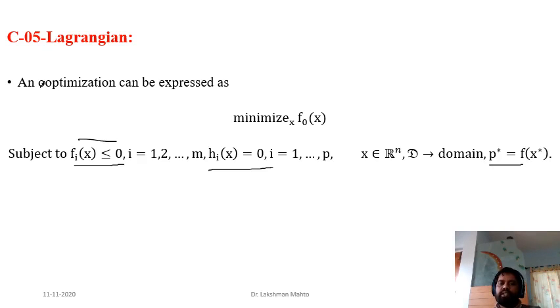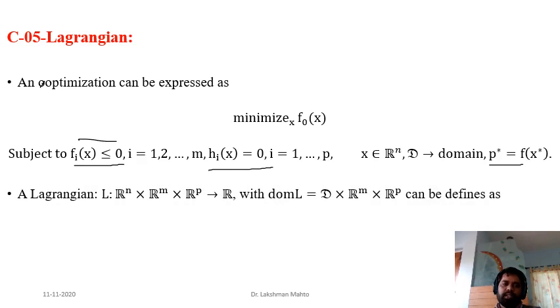Okay, so just for the sake of simplicity, we have written this notation, and now we need to... we don't know P star, but we can find a lower bound of P star through the duality concept. For that, what we do first, we need to define a Lagrangian.